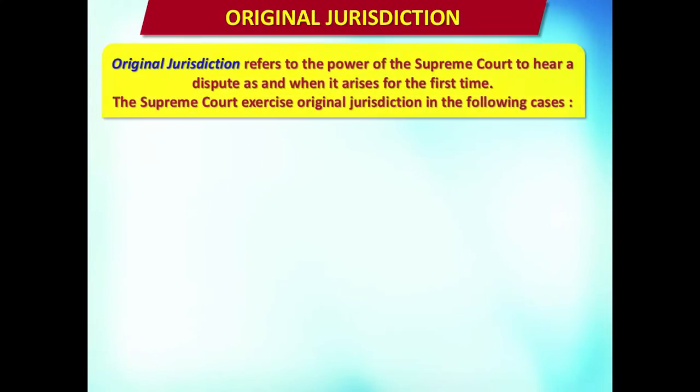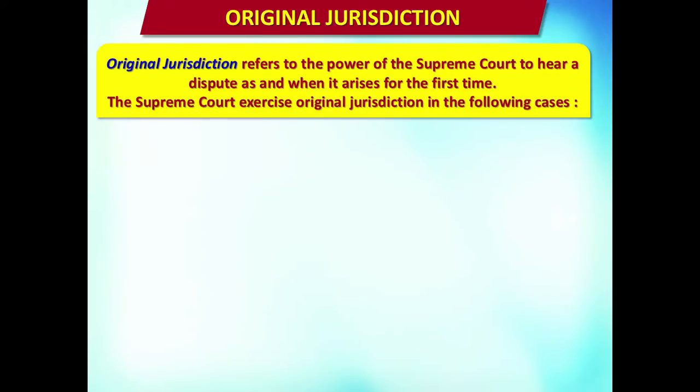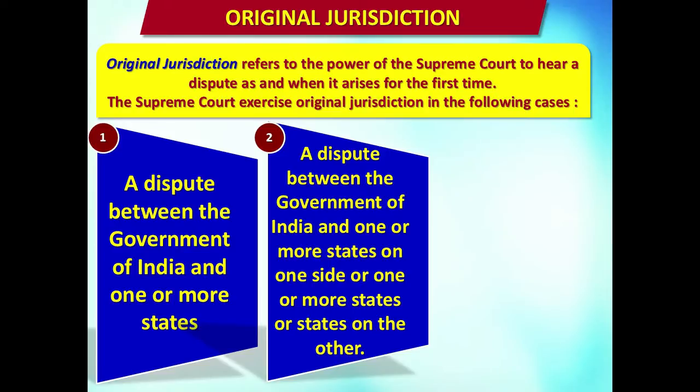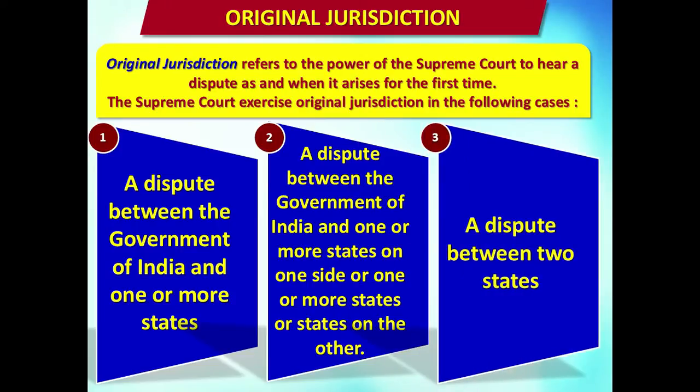Original jurisdiction. The original jurisdiction refers to the power of the Supreme Court to hear a dispute as and when it arises for the first time. The Supreme Court exercises the original jurisdiction in the following cases: a dispute between the Government of India and one or more states; a dispute between the Government of India and one or more states on one side, and one or more states on the other side; and the last one, a dispute between two states. These are the cases. That is the original jurisdiction.